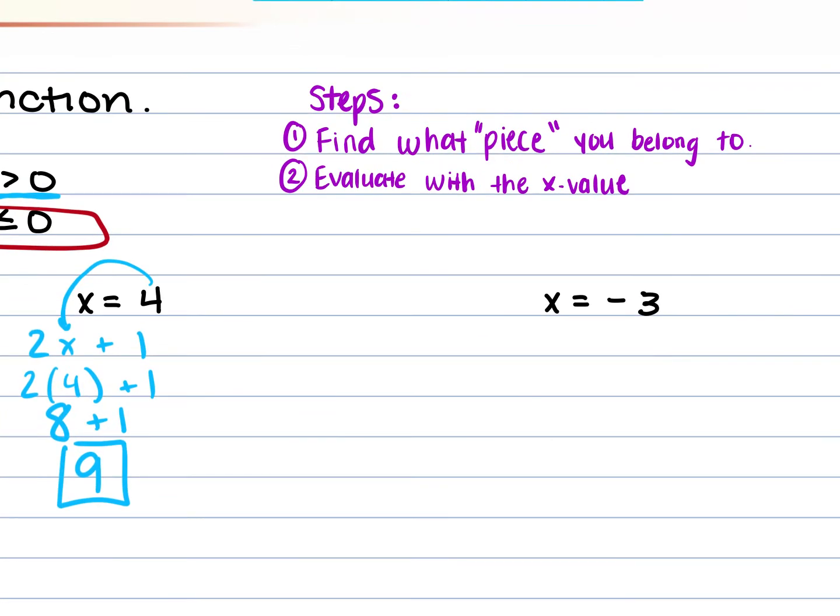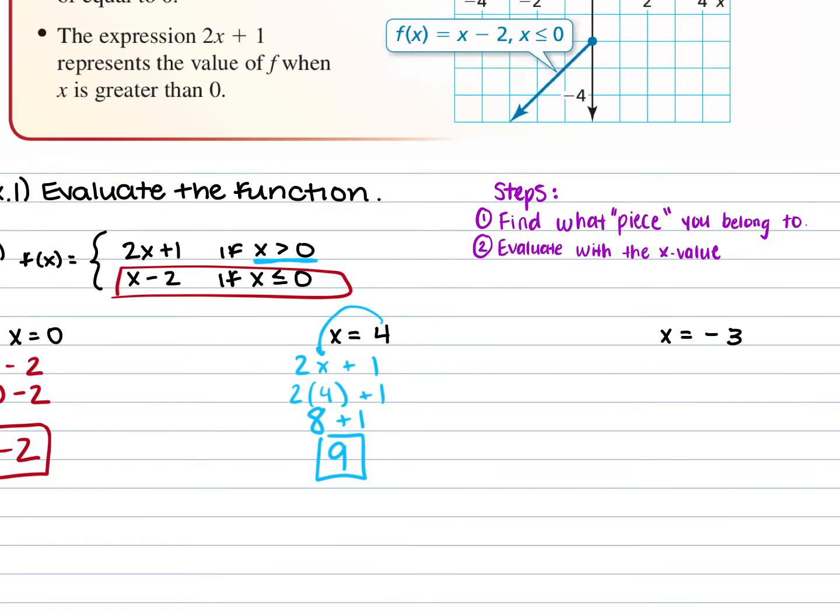All right, next we have negative 3. Does negative 3 fall into the first piece or the second piece? Second. Let's see. Is negative 3 less than or equal to 0? Yeah, so it falls in the second piece. So I'm using this equation, x minus 2. So what is negative 3 minus 2? Negative 5.